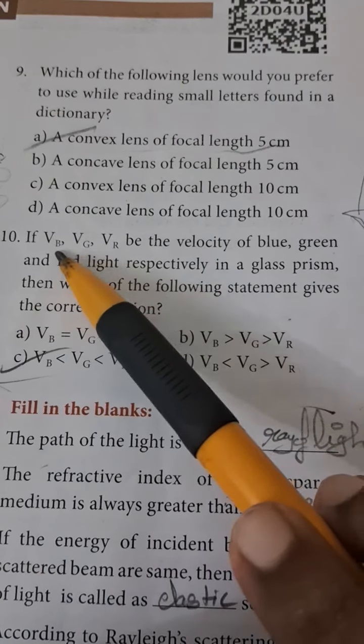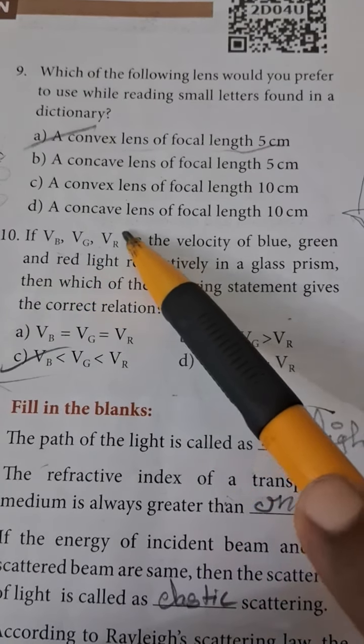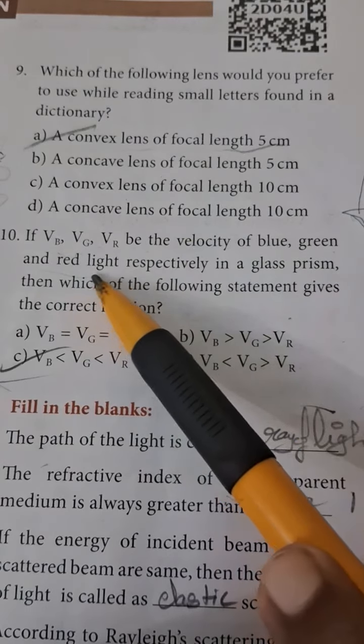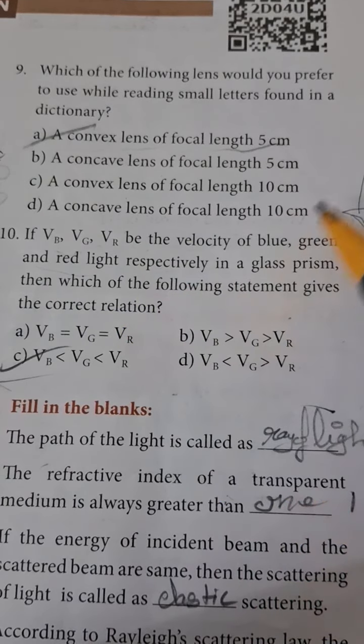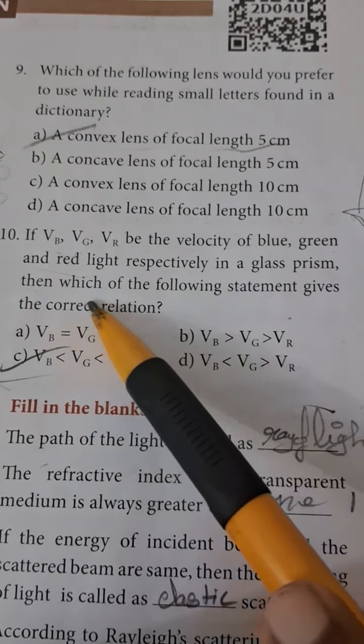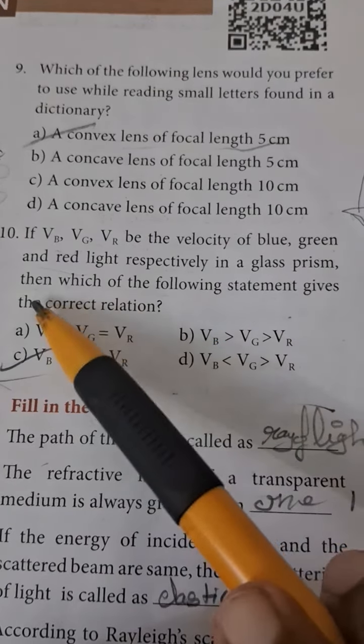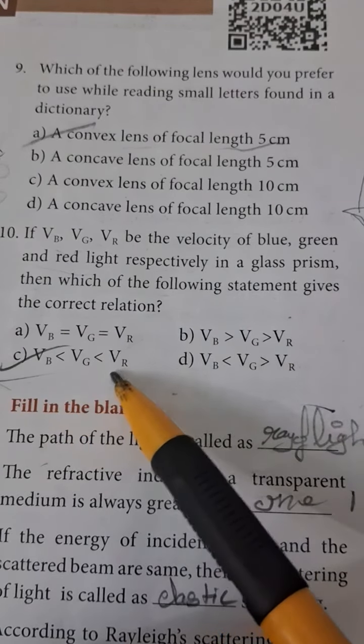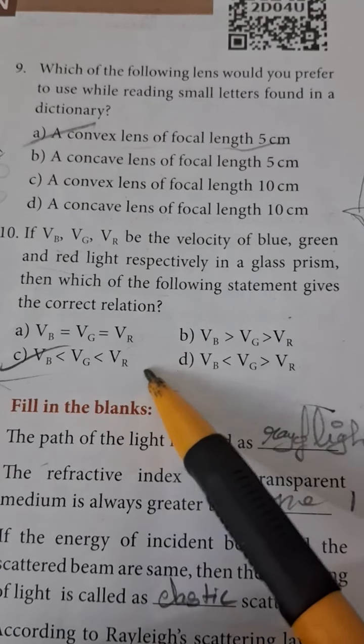If VB, VG, VR be the velocity of blue, green and red light respectively in a glass prism, then which of the following statements gives the correct relation? VB is less than VG is less than VR.